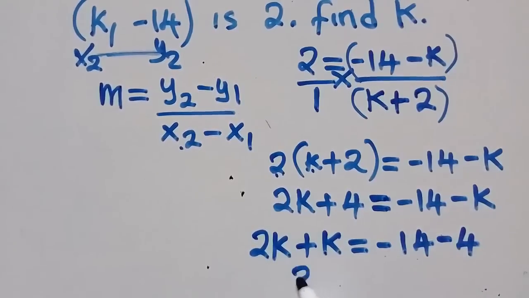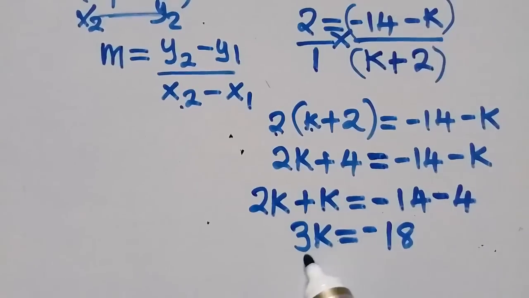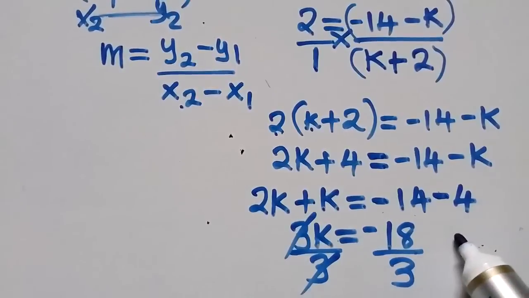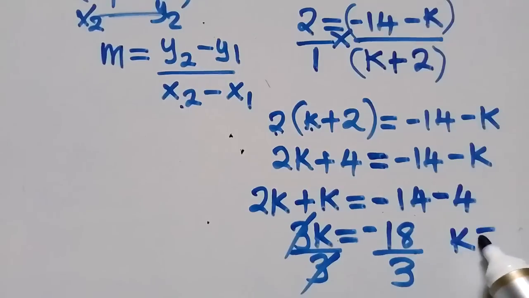When you add here, what are you going to have? 3k, which is equal to, negative and then negative, I told you you add. So it's 18, then maintain the sign, which is negative. From here, you divide both sides by 3, such that the 3 cancels. You remain with k now equal to, what is 3 into 18?